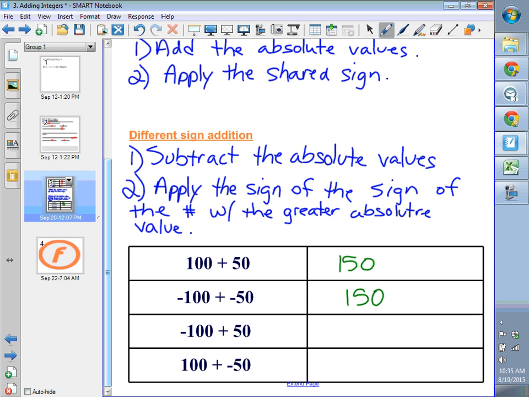Negative 100 plus 50, our signs are different, so we subtract. 100 minus 50 is 50. Then we take the sign of the one with the greater absolute value, which is this one, the negative. Okay? Down here, 100 plus negative 50. Again, we subtract 100 minus 50, we get 50. And 100 has the greater absolute value, so it's positive.